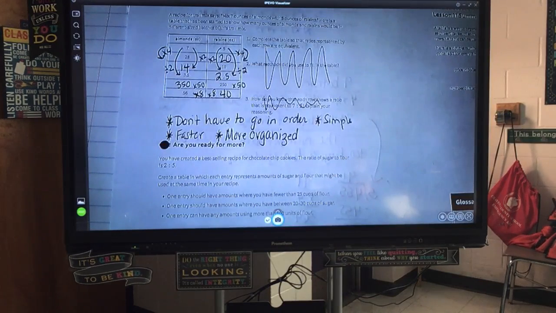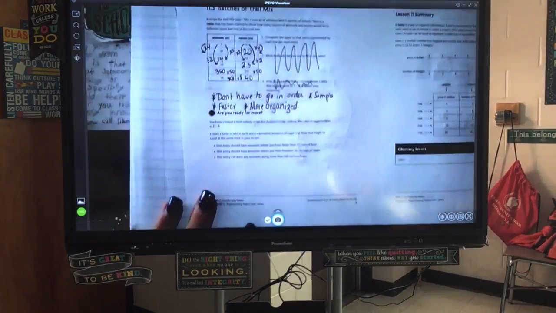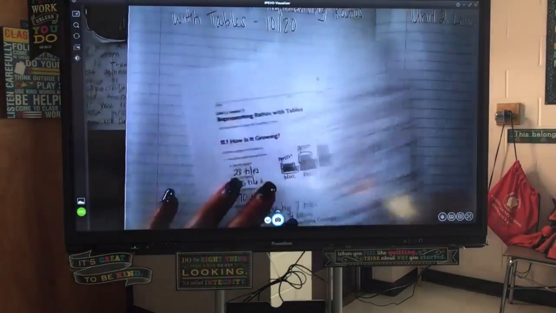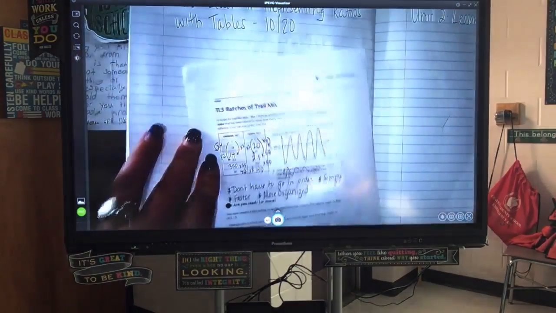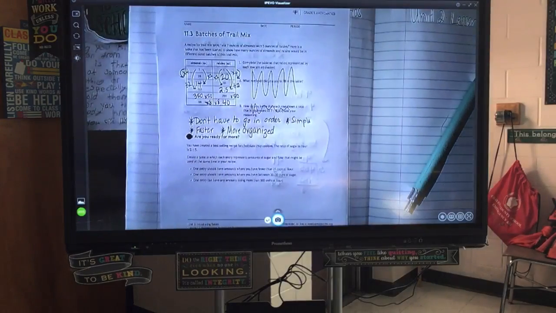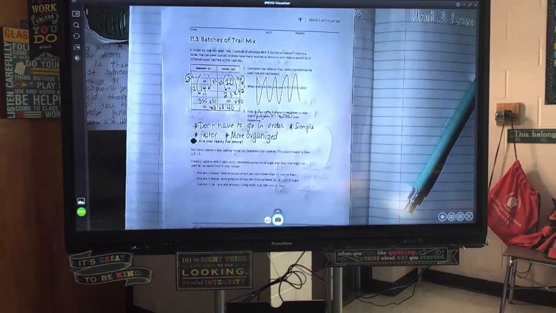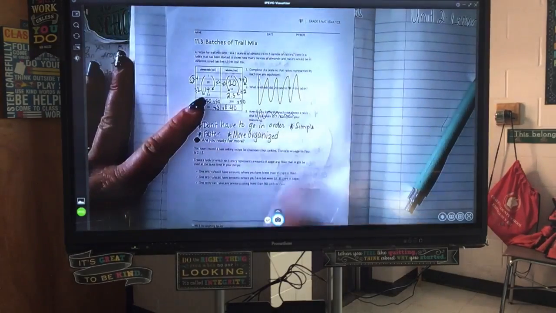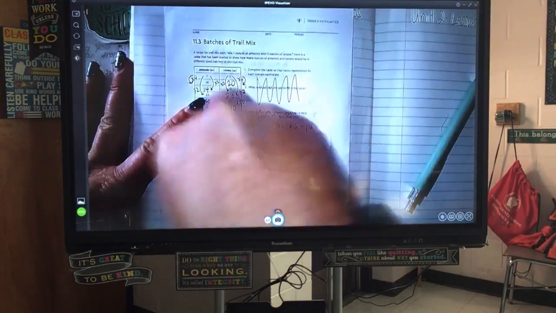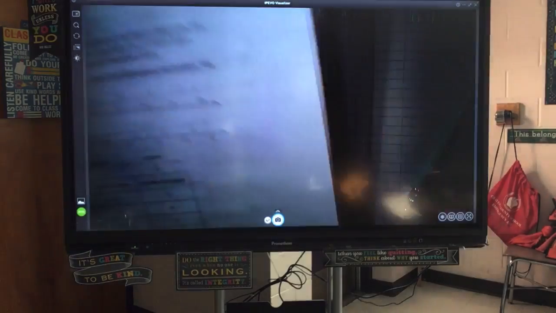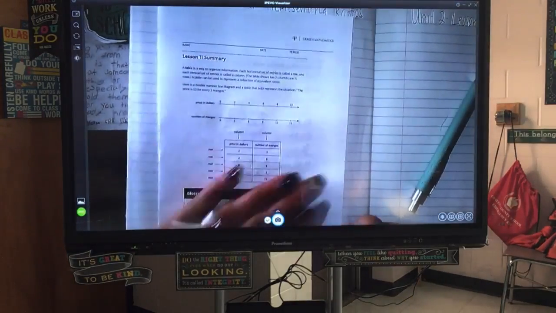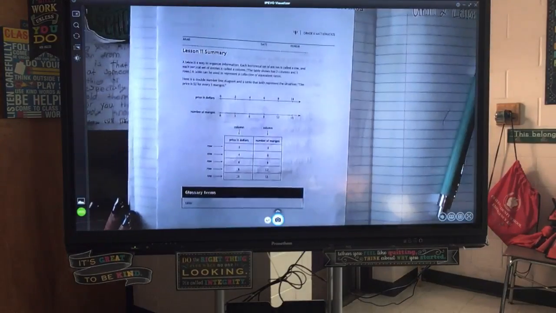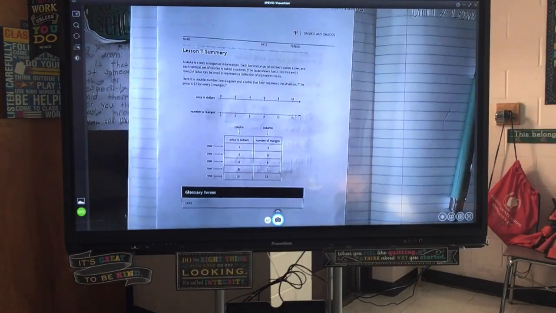We are done with this lesson for today, so what I want you to do is fold it in half, and you're gluing down, nope, you're not gluing down the summary. I want you guys to glue down the Are You Ready for More today. And the reason I want you to glue that down is because I want you to be able to see the summary today. Why do you think I want you to be able to see the summary? What does the summary talk about?